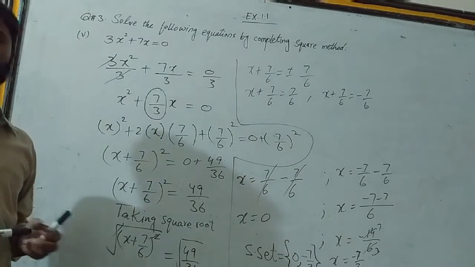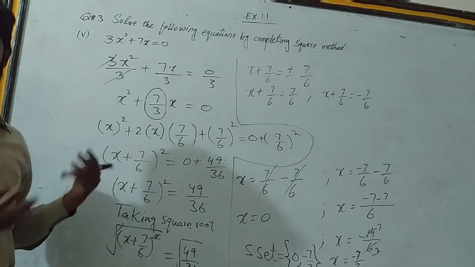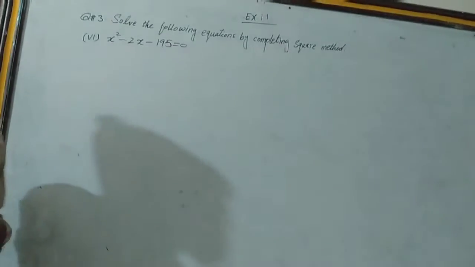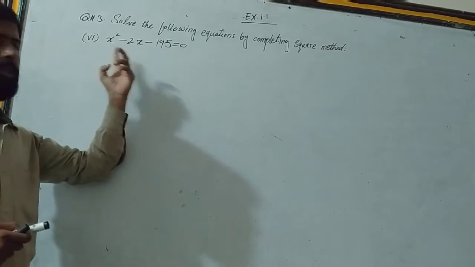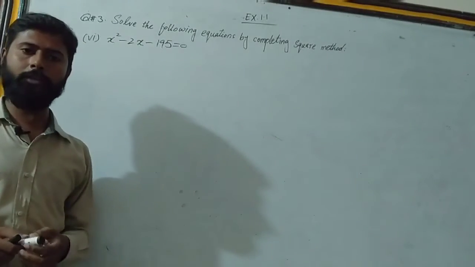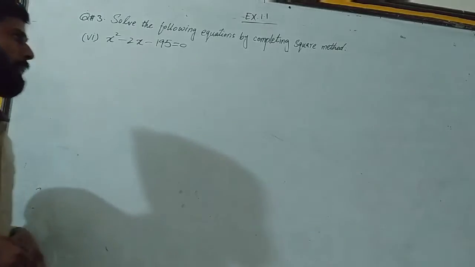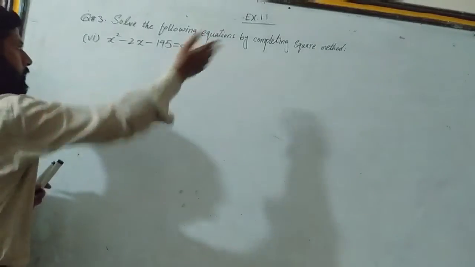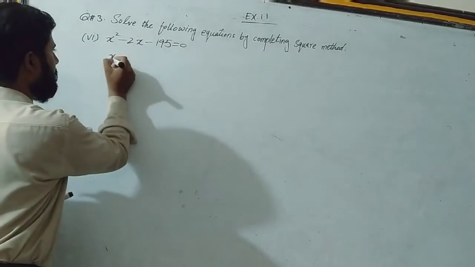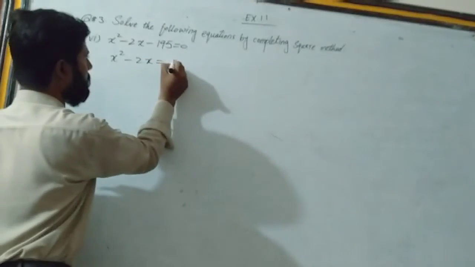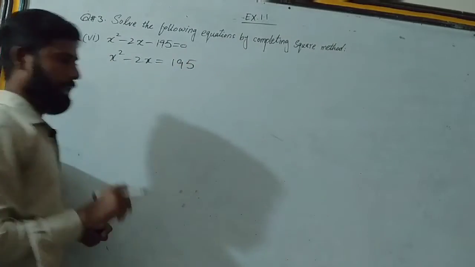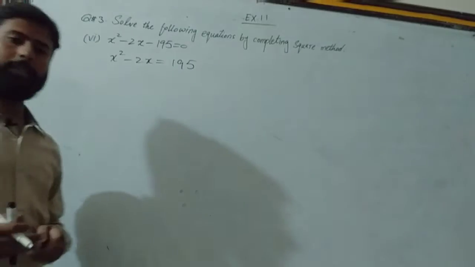Now we have to solve the sixth part of this question. In sixth part the value is given x square minus 2x minus 195 is equal to 0. Same methodology. The first step we have to take the constant value on the other side. So x square minus 2x is equal to 195. Second step we have to make the coefficient of x square as 1.